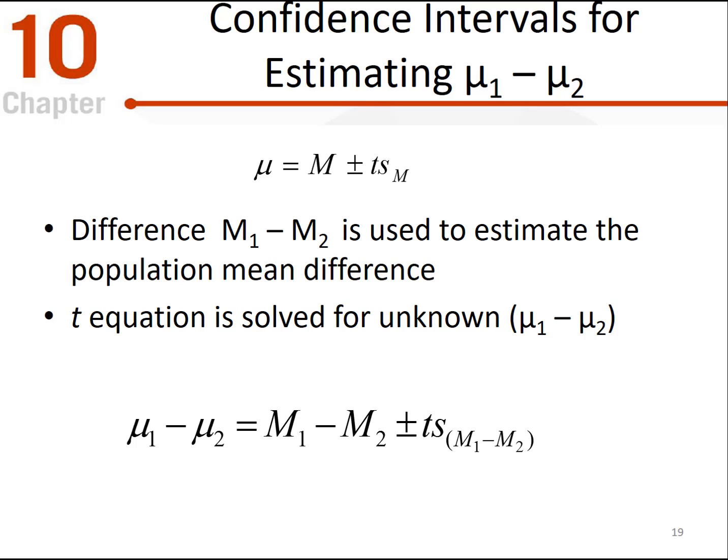So the sample mean should be relatively near to the population mean, because the confidence interval is a range of values where the population mean, the value of the parameter, should be located.